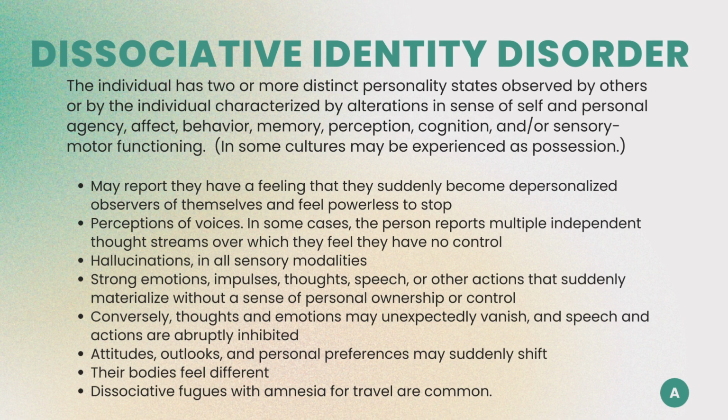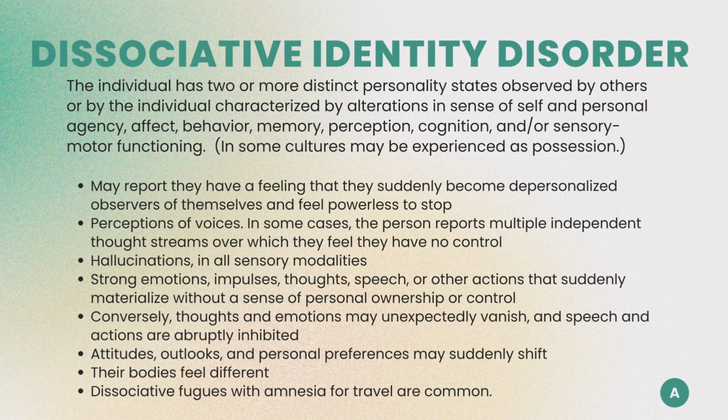In some cases, the person reports multiple independent thought streams over which they feel they have no control. So think about going to a cocktail party or a luncheon or wherever you go, and you're in the middle of a conversation and there are multiple people talking and you have no control over what they say. You're almost invisible to them. And that's what it might be like for some people. That's the one that's been described to me. They may also have hallucinations in all sensory modalities.